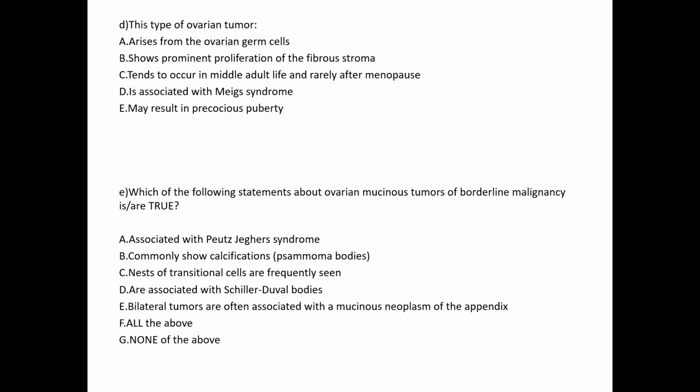This type of ovarian tumor arises from ovarian germ cells, shows prominent proliferation of fibrous stroma, tends to occur in middle adult life, rarely after menopause, is associated with Meigs syndrome, and may result in precocious puberty. Which of the following statements about ovarian mucinous tumors of borderline malignancy are true? So those are the options: Peutz-Jeghers syndrome, Psammoma bodies, nests of transitional cells associated with Schiller-Duval bodies. Bilateral tumors are often associated with mucinous neoplasm of the appendix.